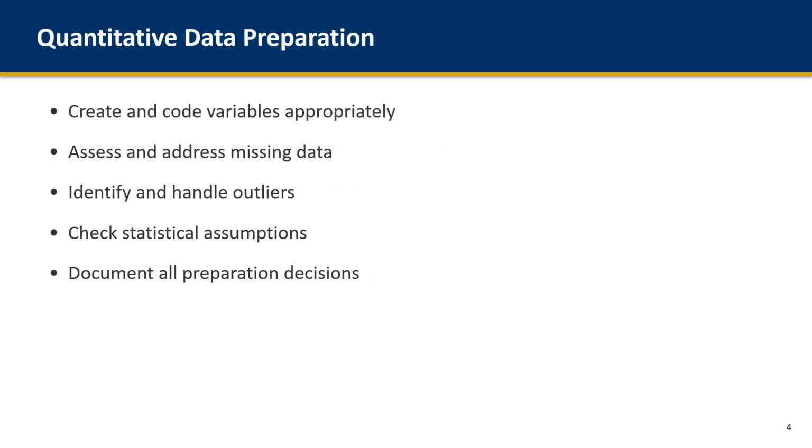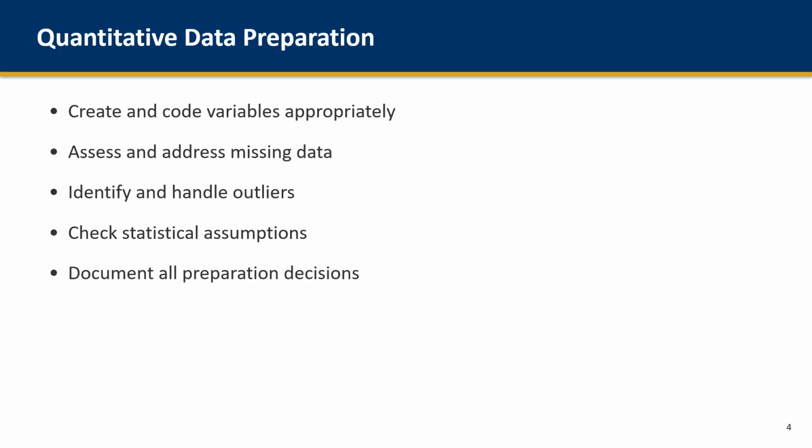Quantitative data preparation involves specific procedures that precede statistical analysis. Create and code variables appropriately. Raw survey responses may need reverse coding for consistent direction. Multiple items may need combining into scale scores. Continuous variables may need categorization for certain analyses. Ensure variable coding matches your planned analyses.